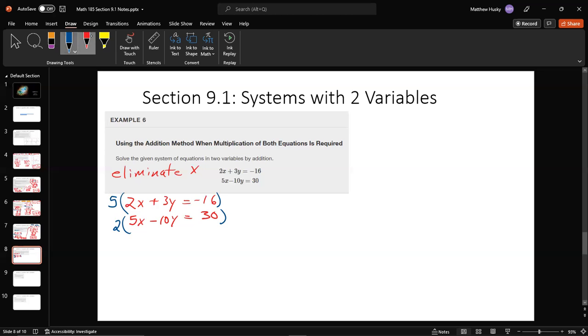Remember what I said at the very beginning, your overarching goal. You want opposite numbers for one variable.